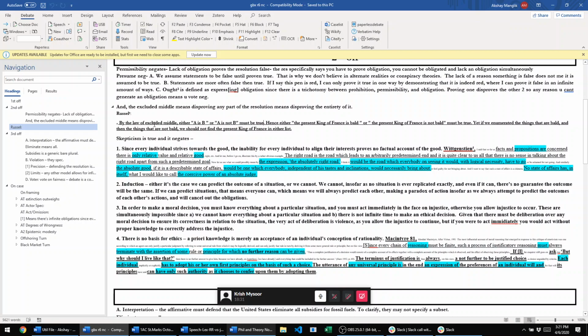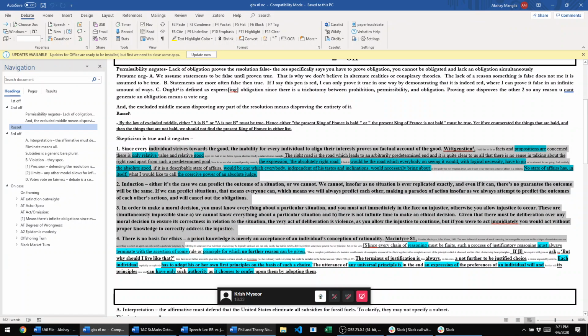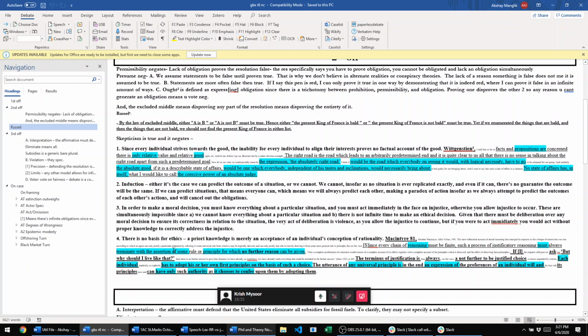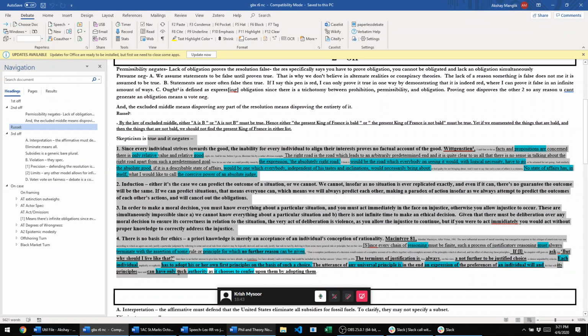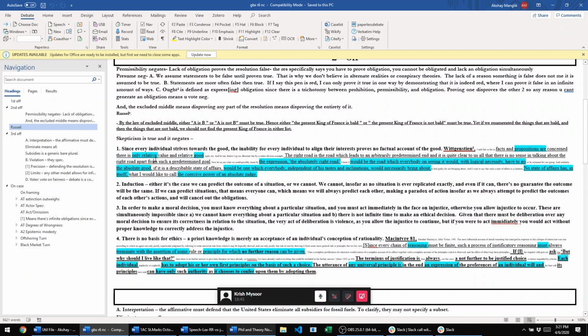In general, you should answer all of these takeouts because they probably do take out the resolution under the conception of truth testing, which is why it's important either to focus on truth testing or to answer each skepticism warrant.